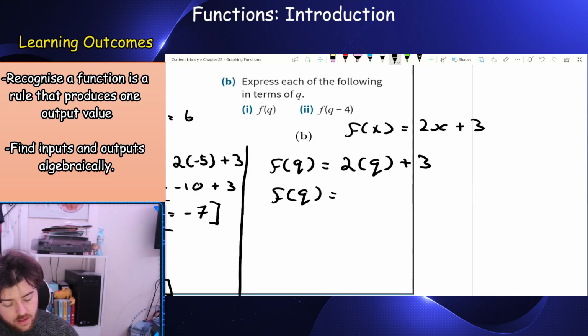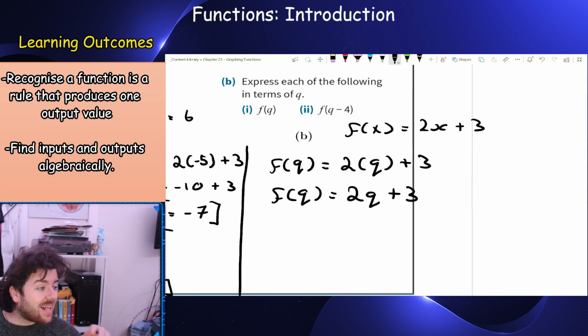f of q is going to equal 2q plus 3. And I can't simplify that anymore. So therefore, that is actually my answer. f of q is equal to 2q plus 3.